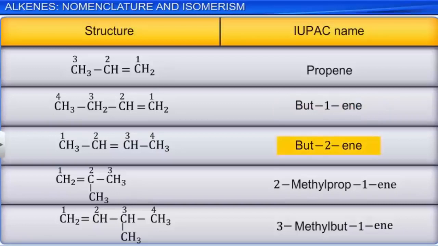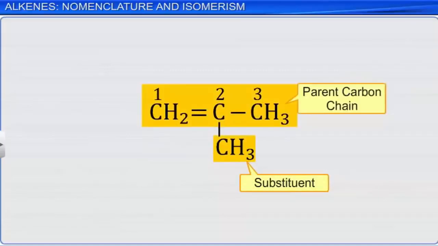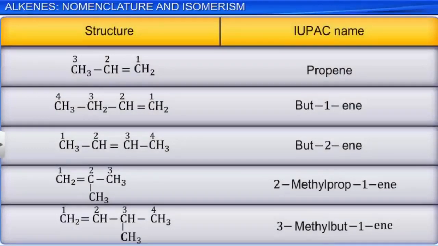An alkene with an alkyl group as a substituent is numbered in such a way that the carbon with the double bond gets the least number. While naming, the number of the carbon atom with the substituent and the name of the substituent, that is alkyl group, is written as a prefix to the name of the parent carbon chain. For example, the following molecules are named as 2-methyl-prop-1-ene, 3-methyl-but-1-ene respectively.